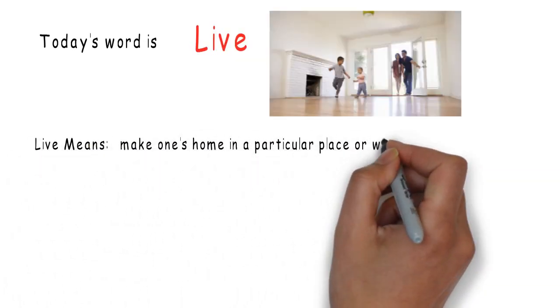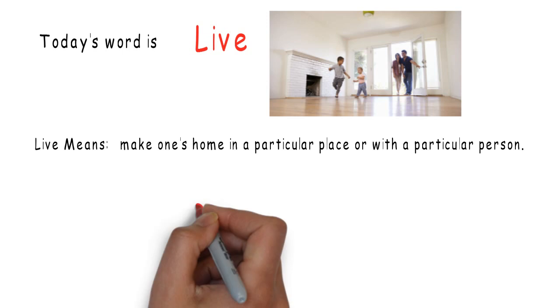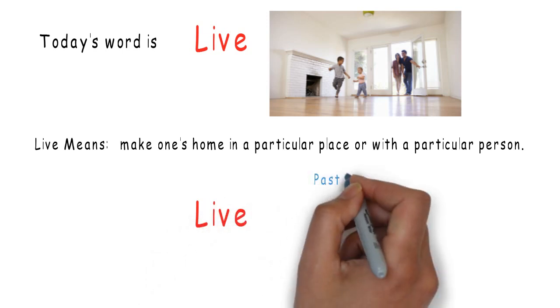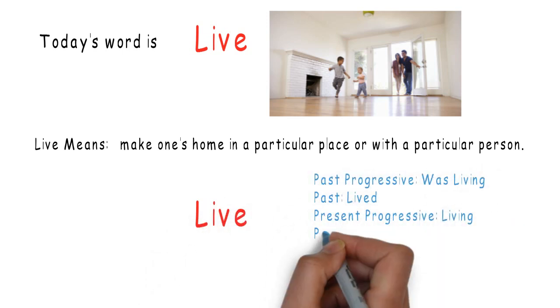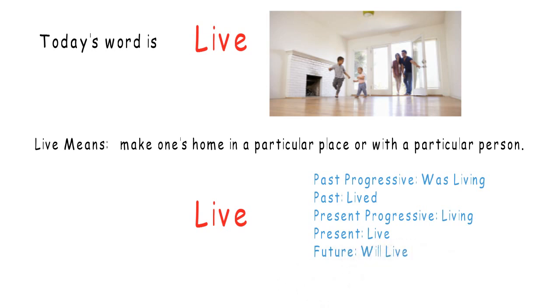Live means make one's home in a particular place or with a particular person. Live. Past progressive was living, past lived. Present progressive living, present live. Future will live.